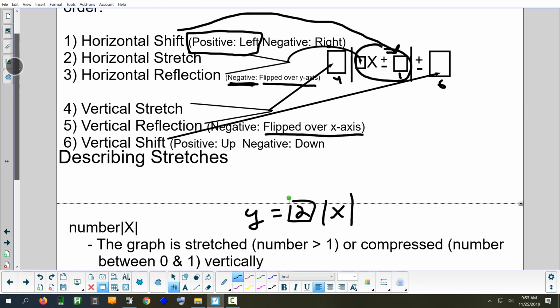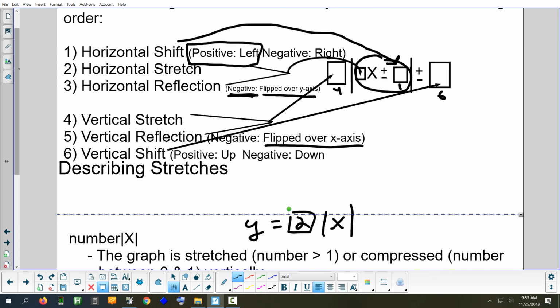Okay. Which number is the other kind of stretch? We just did the vertical. So what box has the other kind of stretch?